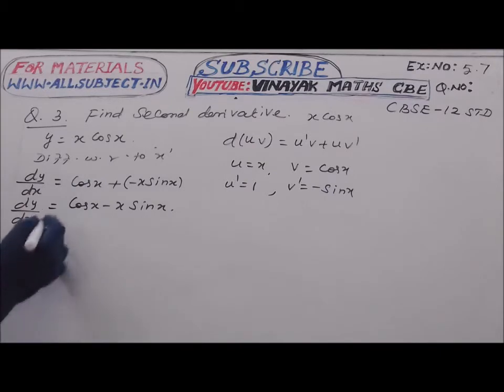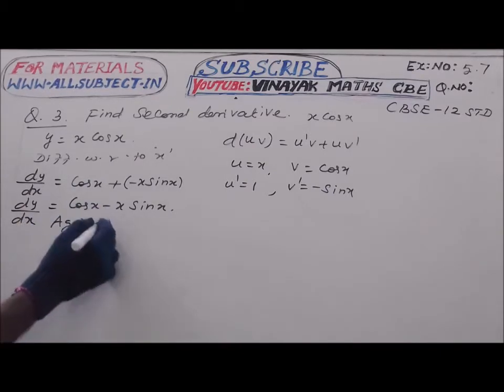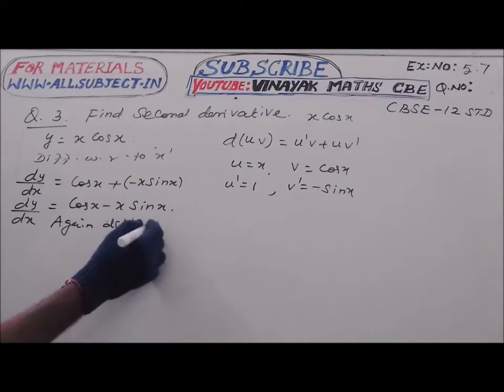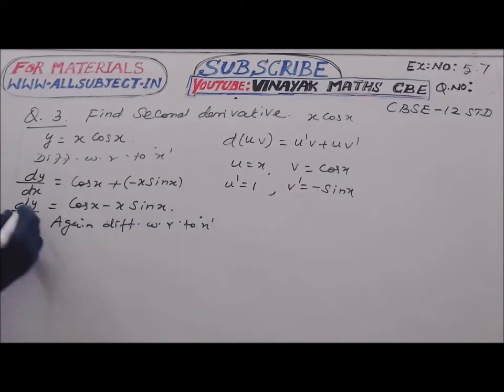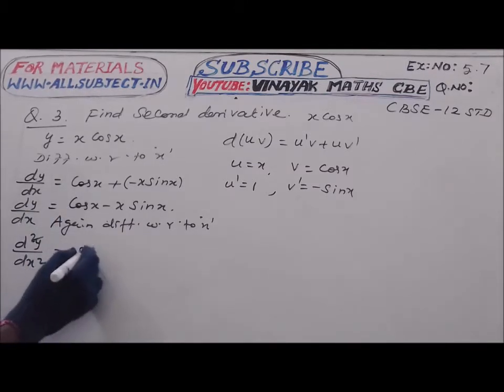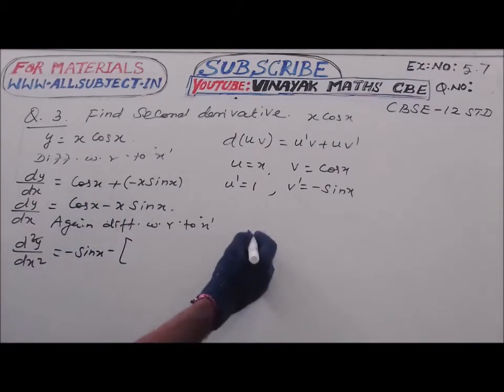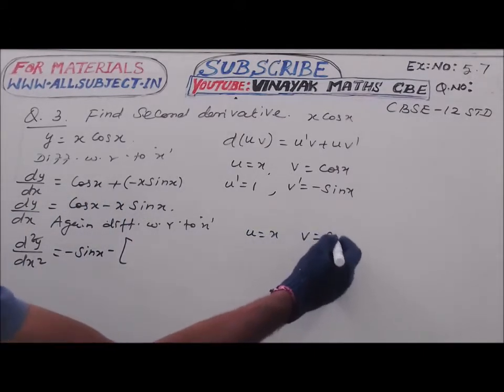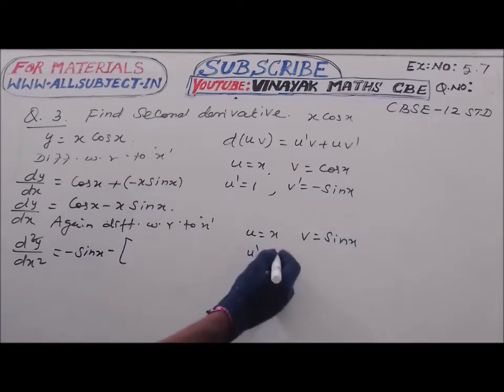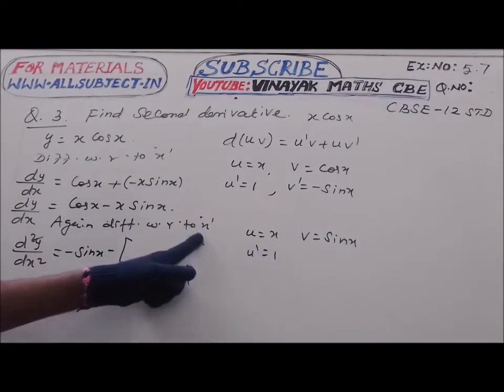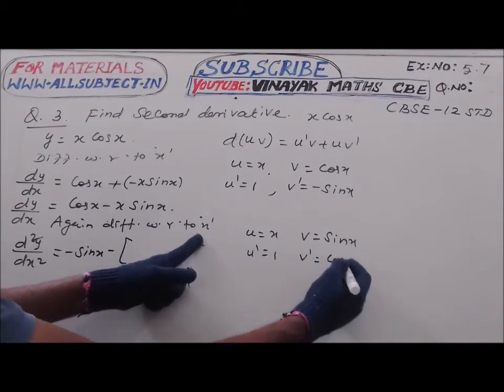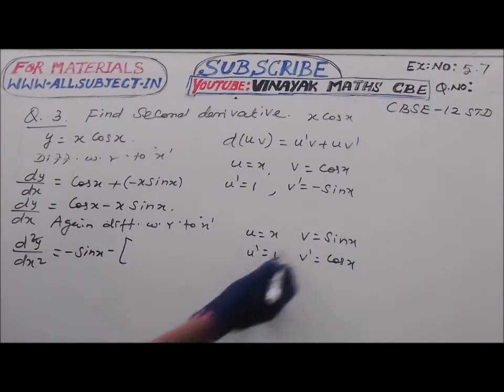We need the second derivative. This means again differentiating the result with respect to x. Differentiating dy by dx again, we get d square y by dx square. This is the second derivative. The derivative of cos x is minus sin x, and then minus of, here we have two functions. One is u, that is x, and another one is v, that is sin x. Now u dash is equal to 1 because differentiation takes place with respect to x, and v dash is equal to the derivative of sin x, which is cos x.